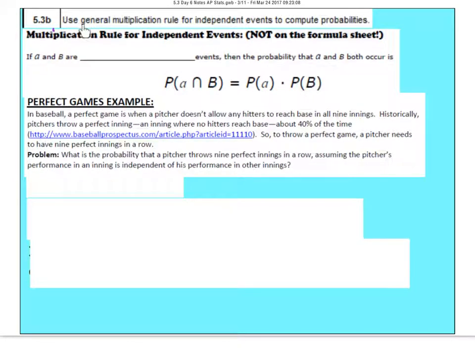5.3b, we're going to use the general multiplication rule for independent events to compute probabilities. So the multiplication rule, if the two events are independent, is this. If A and B are independent events, then the probability that A and B both occur is the probability of A and B. Remember this notation, it's intersection, but it means and. Just do the probability of A times B.